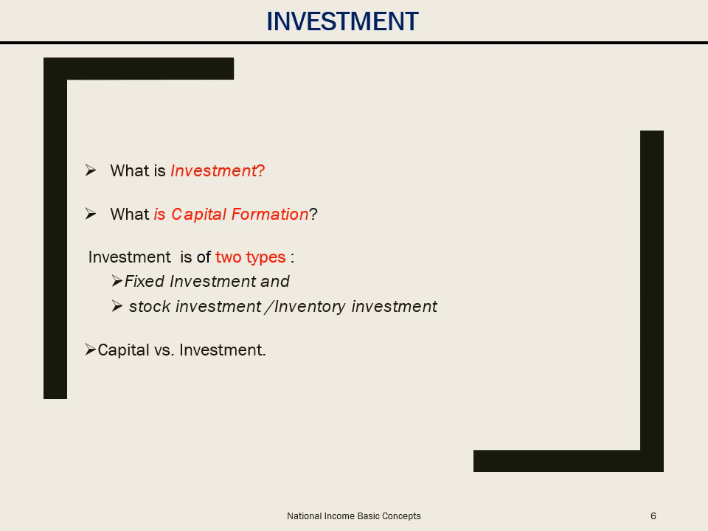Further we come up to capital goods. Capital goods are those goods which are capable of producing other goods. They are producers' goods.